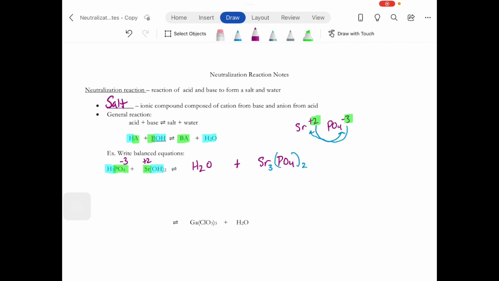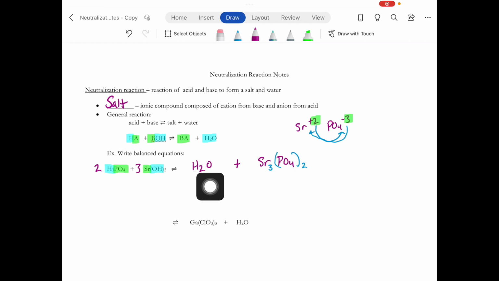Now I can balance it. I am going to start with not my H's. H's I will always leave for last, okay? I'm going to start with my Sr's. So over here, I see 3 Sr's. So I'm going to put a 3 in front of my Sr(OH)2. PO4, I see 2 PO4's over here. I see 1 over here, so I need to put a 2 in front of here.